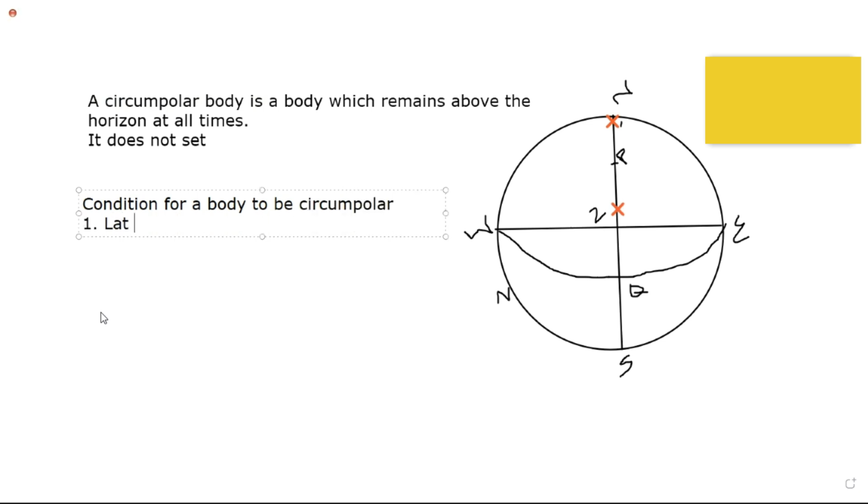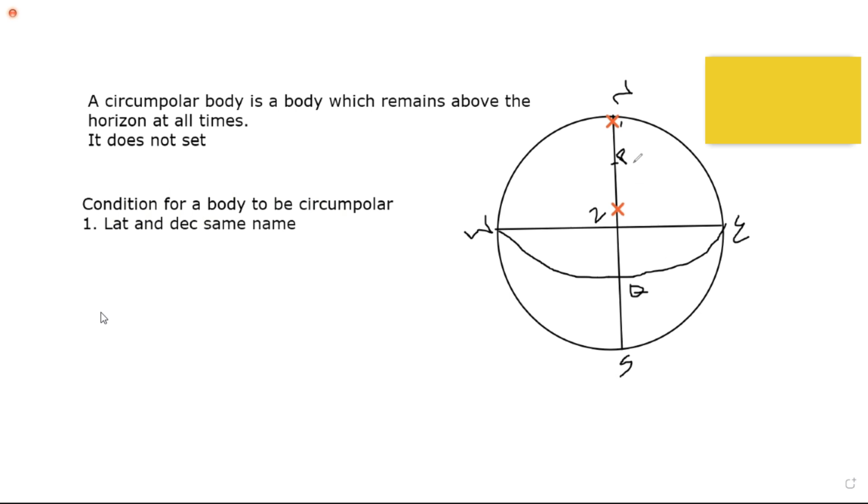latitude and declination. That means यहाँ पे north है, because if it was south, what would happen? If it was south, the body would have been here. So question of circumpolar, ठीक है ना? So that means lat and dec has to be the same name. If they're different name, it will not set at all.